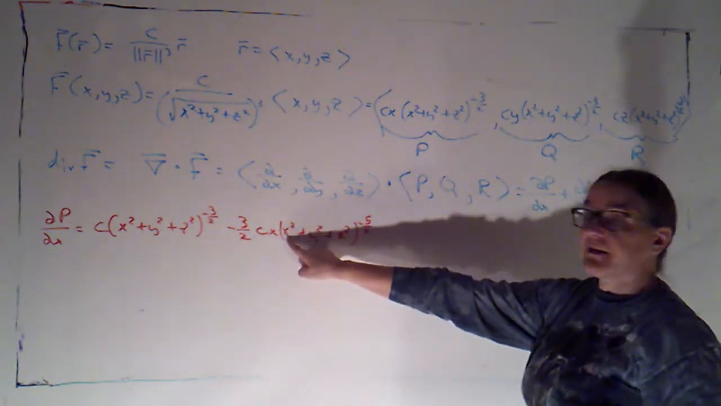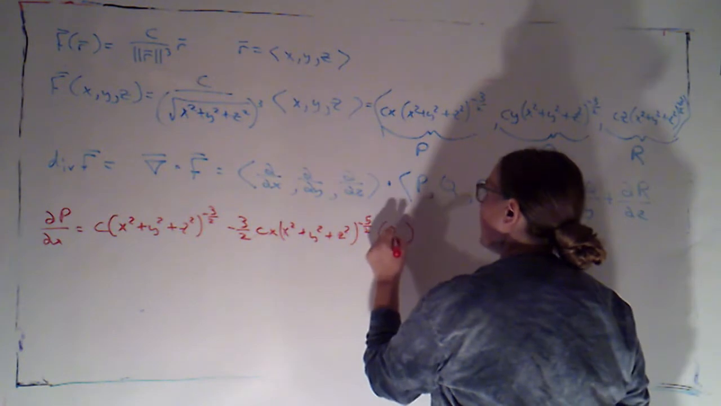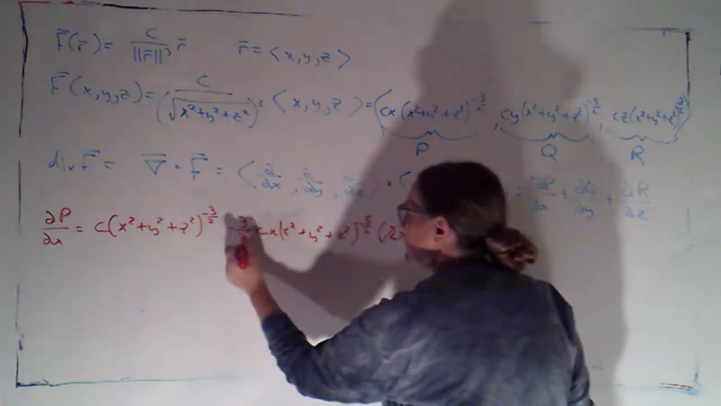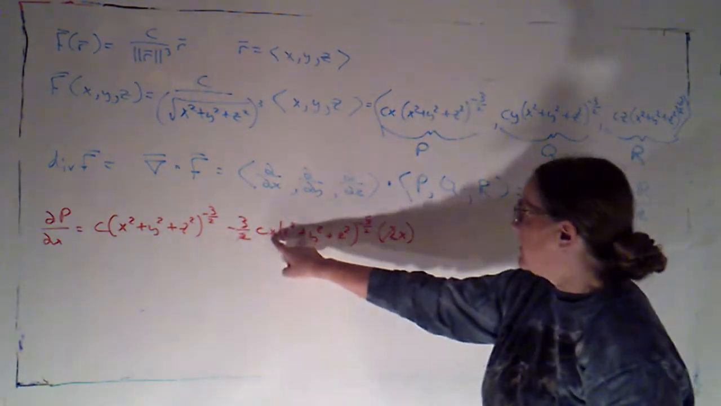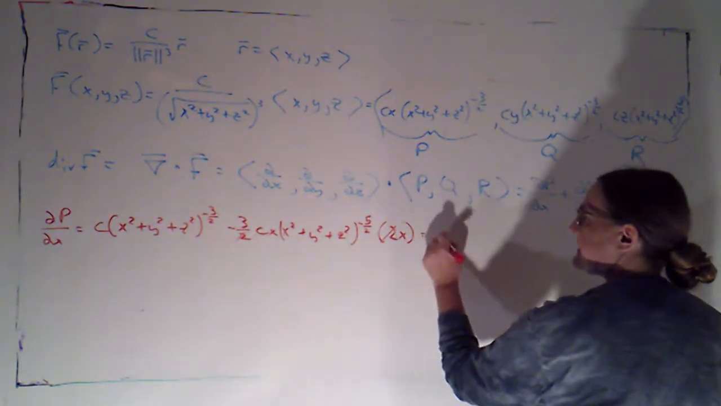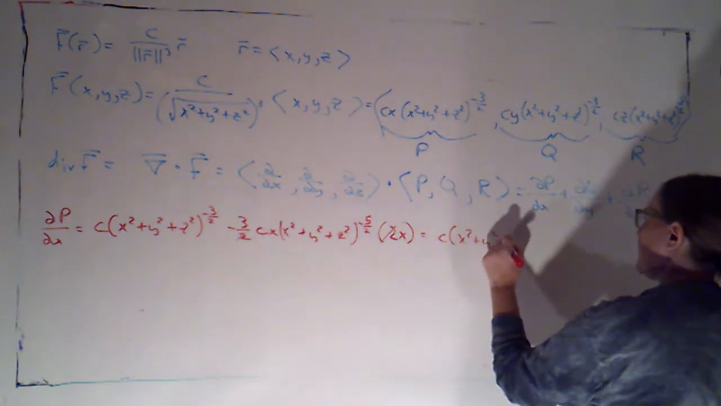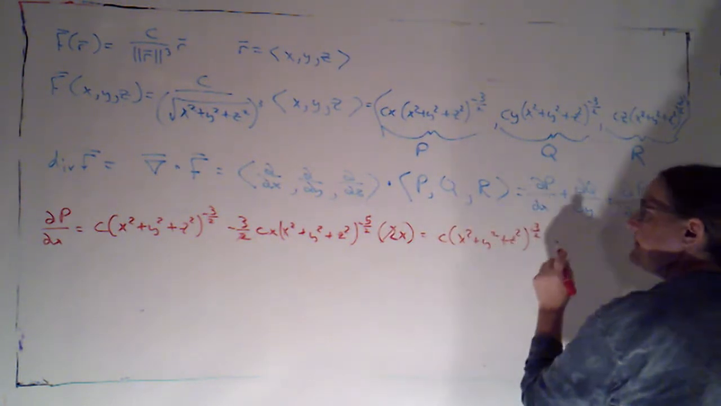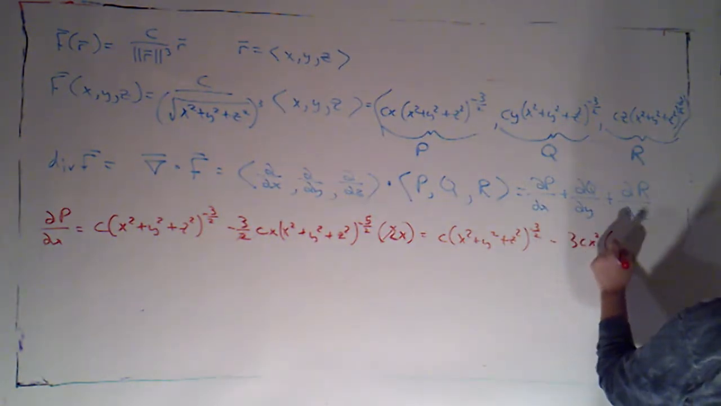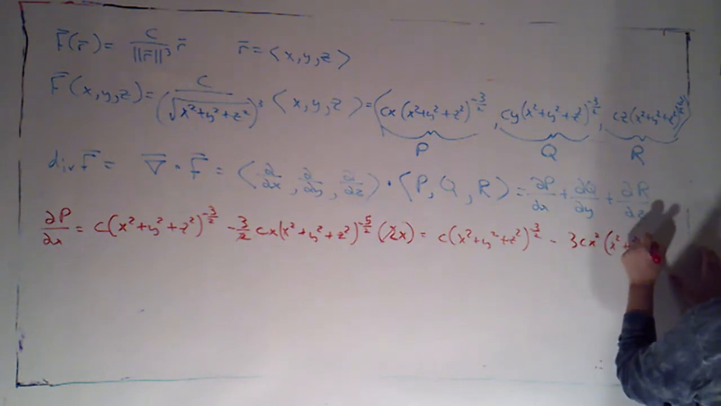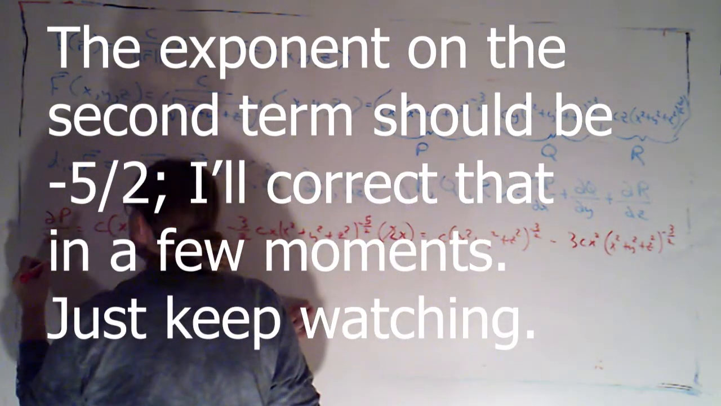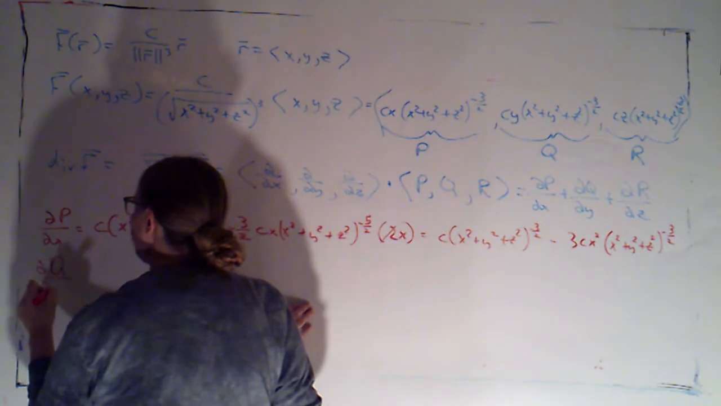And then chain rule times the partial with respect to x of that inside part, which will give me a 2x. Now, I can simplify a little bit here. I can cancel those 2's, and I might want to combine those x's. So that's giving me a cx squared. So let's see, that's c times x squared plus y squared plus z squared to the negative 3/2 minus 3cx squared times x squared plus y squared plus z squared to the negative 5/2. Excellent. So now I need to take the partial of q with respect to y.